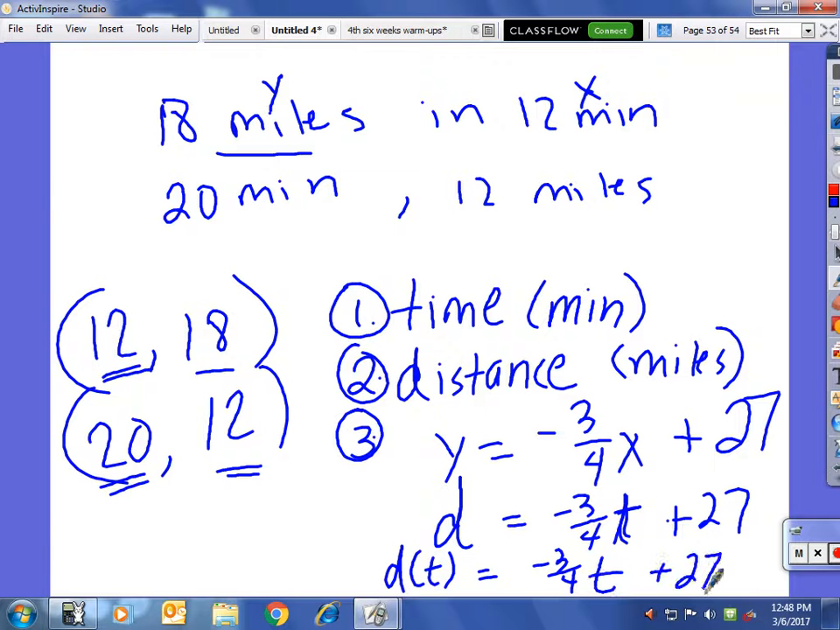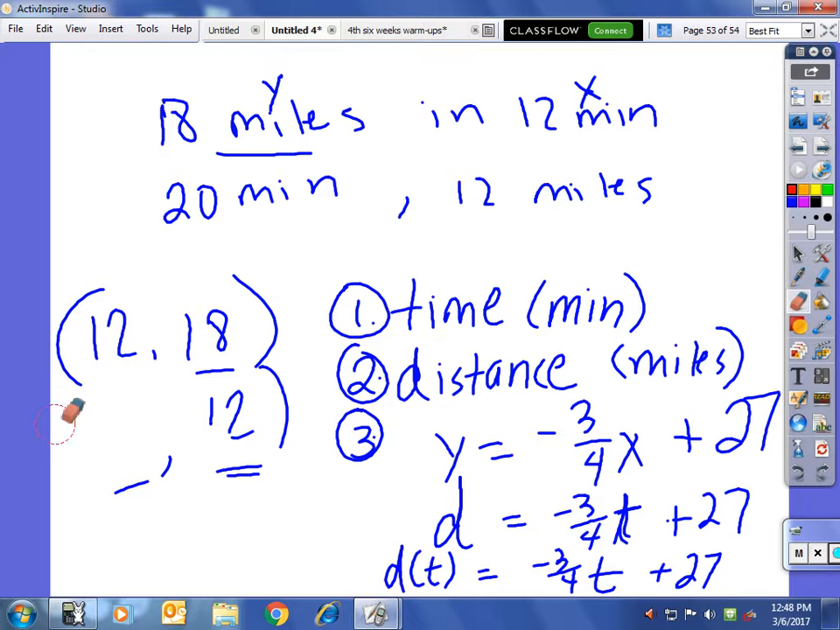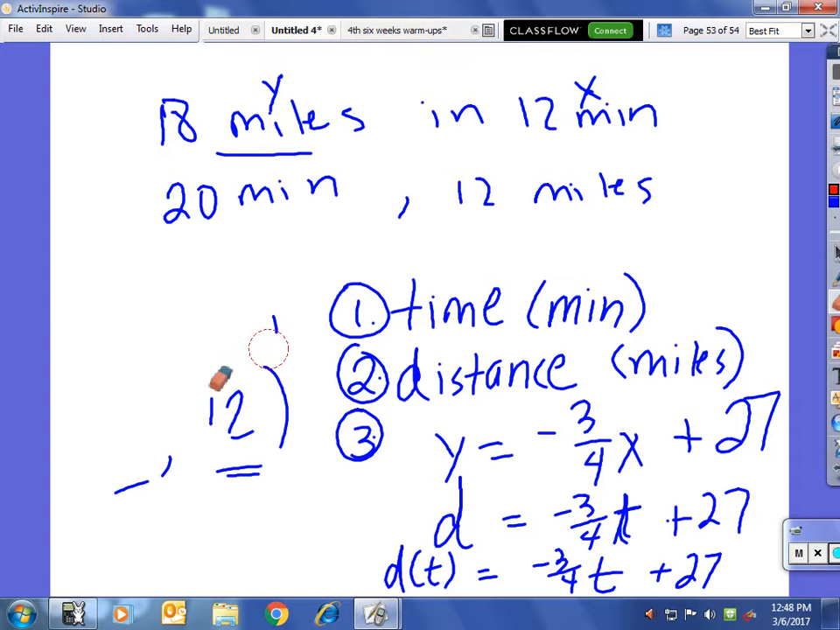What does D of t mean? Fancy way to say y. It's saying distance is a function of time. So number 3, function rule. Number 4, table of values. No, I'm not asking you to get crazy here. I don't care about a million points. Just give me 2 more points, 2 points that are different than the 2 that we started with.